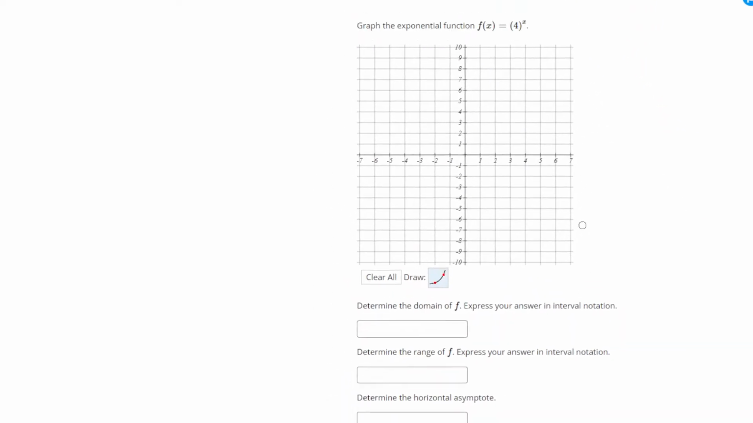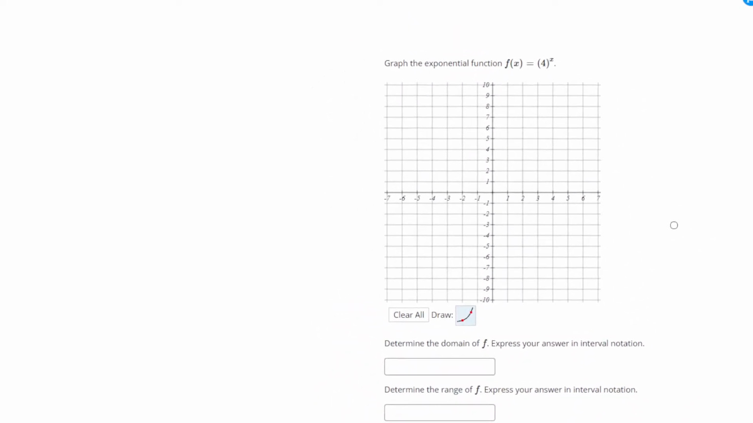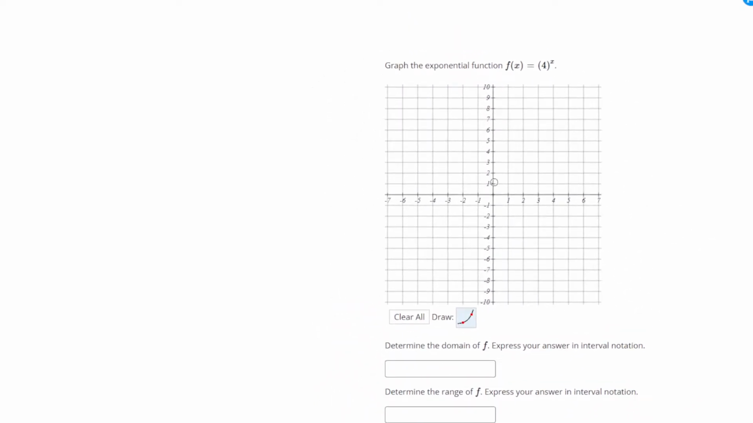Graph the exponential function f of x equals 4 to the x. This one, it's the same type of principle. We always start at 1, then we go over 1, and then up 4. It's like we go over 1, up our base. And then, bloom, there's no crazy transformations that we need to worry about. So we can just do this.